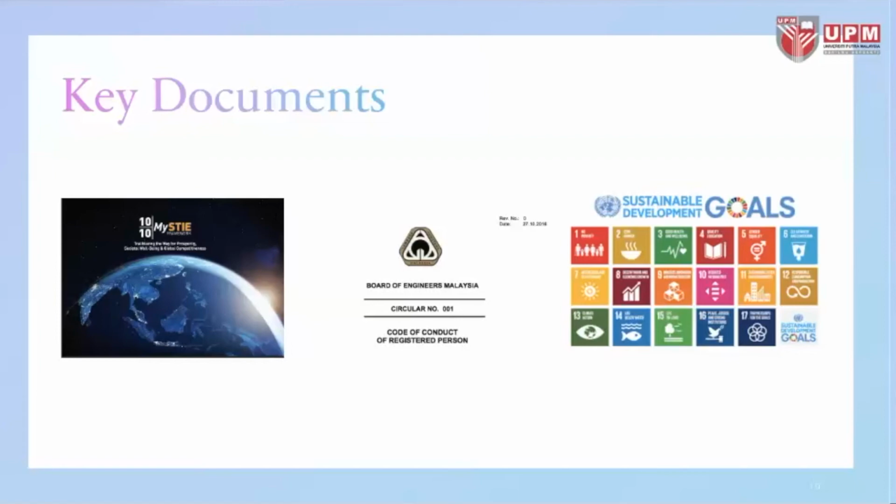Okay, right. Those are the three main documents, the key documents I can say. The 10-10 MySTIE by the Academy of Sciences Malaysia under the Ministry of Science, Technology and Innovation, and then we have a circular on the Code of Conduct of Registered Person by the Board of Engineers Malaysia, and the Sustainable Development Goals, the 17 Sustainable Development Goals by the United Nations.